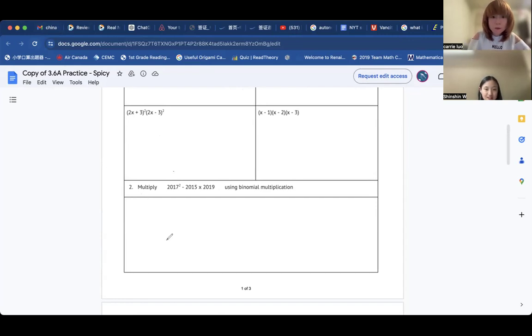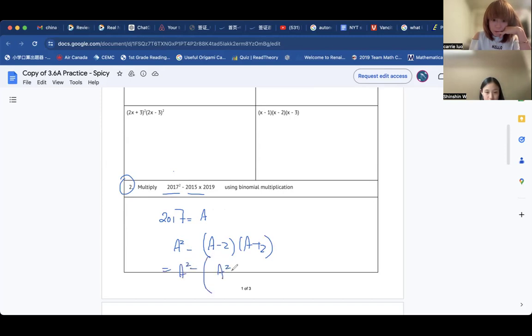Okay, so for this one, it looks very big and complicated, right? Remember I said it's impossible, so replace it with A. But replace A with what? For this one, 2017 is the one I'm going to replace with A. So the question will be A squared minus (A minus 1) times (A plus 1). Sorry, plus 2. So this will be A squared minus bracket A squared minus 4. So the answer is A squared minus A squared plus 4. So the answer is 4.